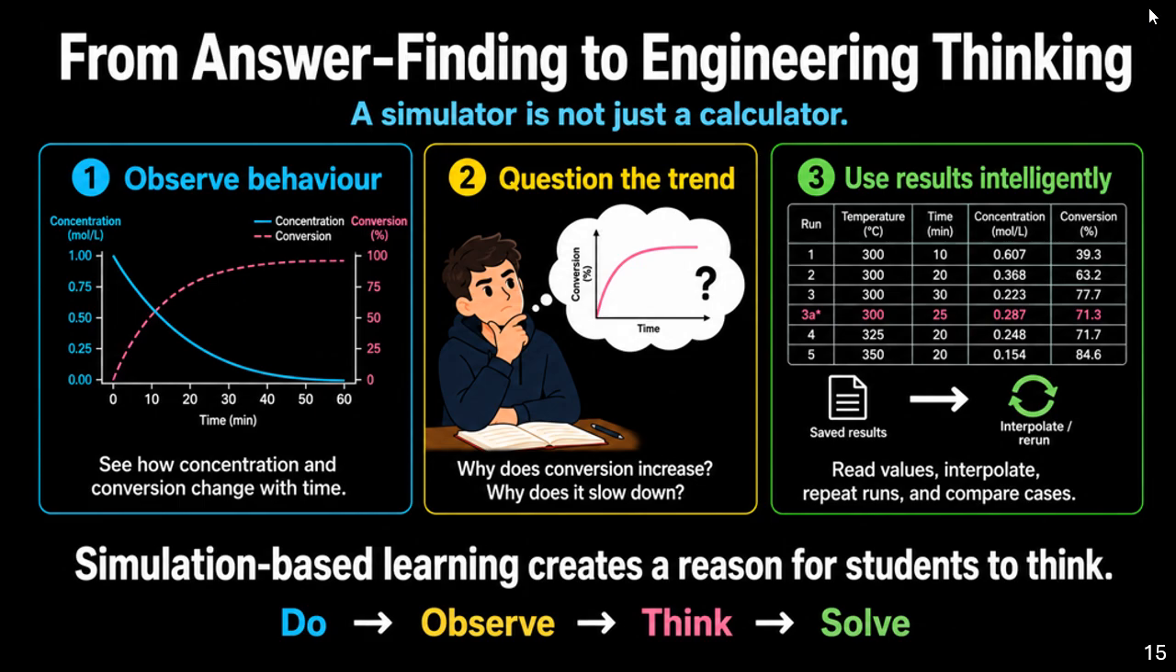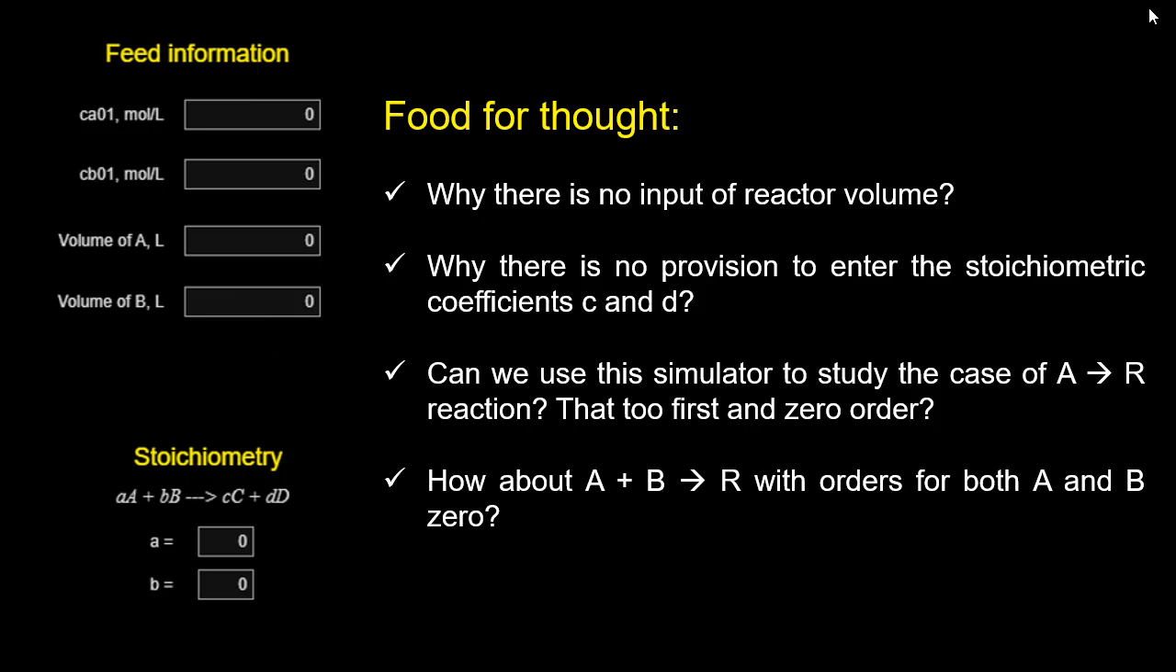Before closing, some food for thought. This is a part of the graphical user interface of the reactor where we have to do some input. Now, why is there no input of reactor volume? There is volume of A and volume of B. There is no reactor volume.